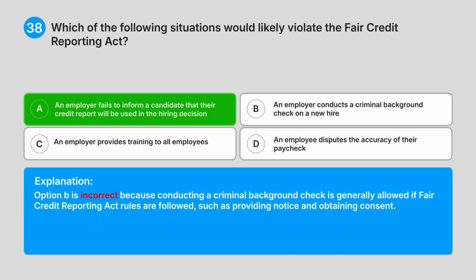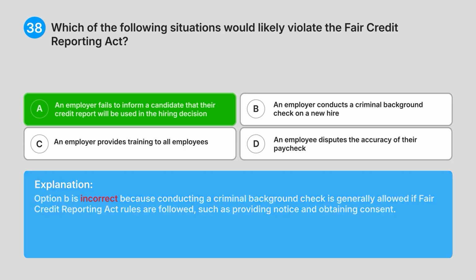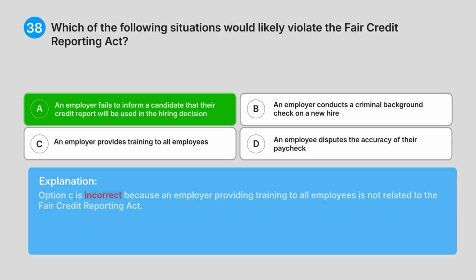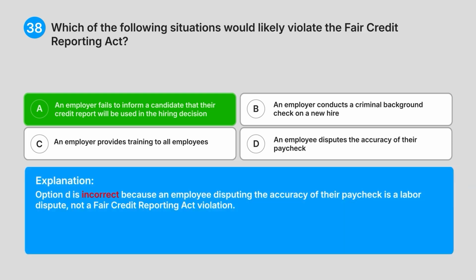Option B is incorrect because conducting a criminal background check is generally allowed if Fair Credit Reporting Act rules are followed, such as providing notice and obtaining consent. Option C is incorrect because an employer providing training to all employees is not related to the Fair Credit Reporting Act. Option D is incorrect because an employee disputing the accuracy of their paycheck is a labour dispute, not a Fair Credit Reporting Act violation.